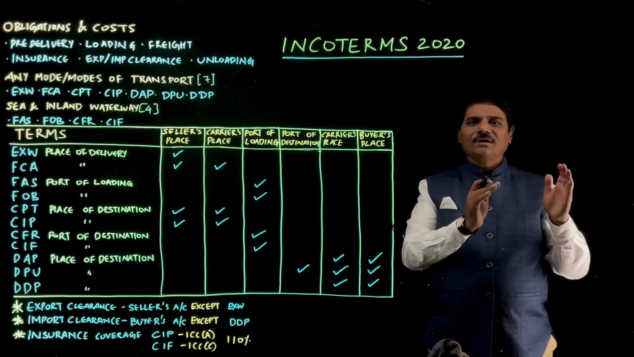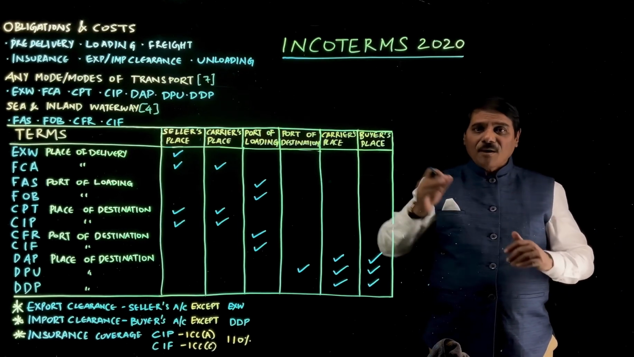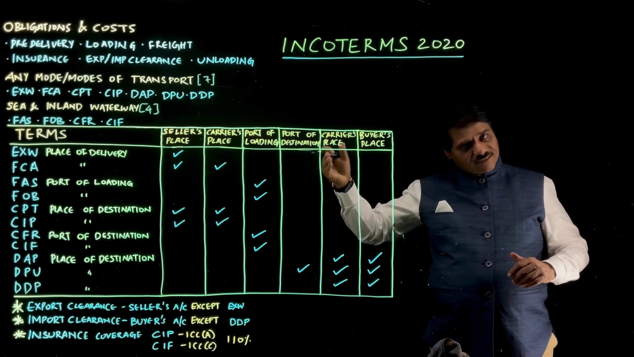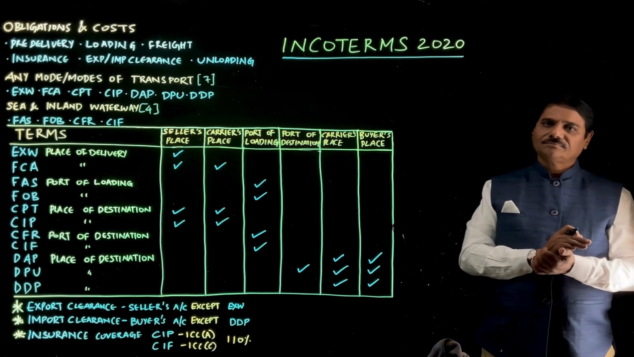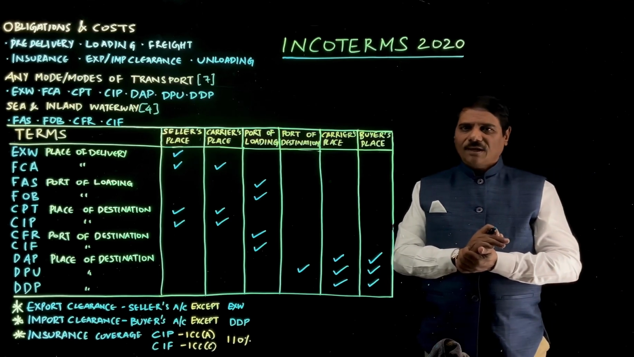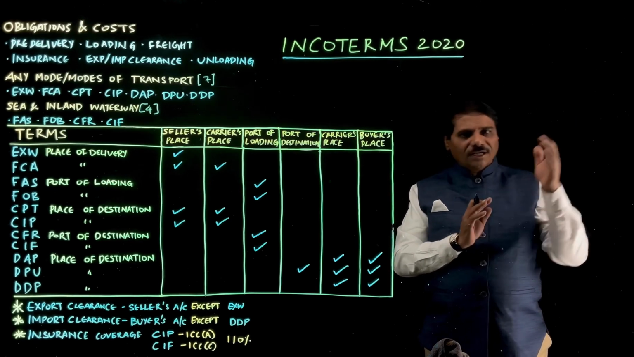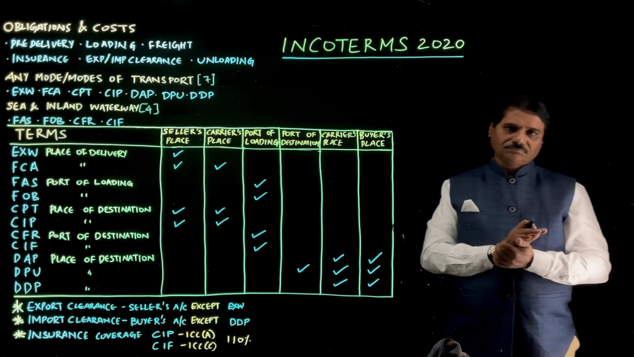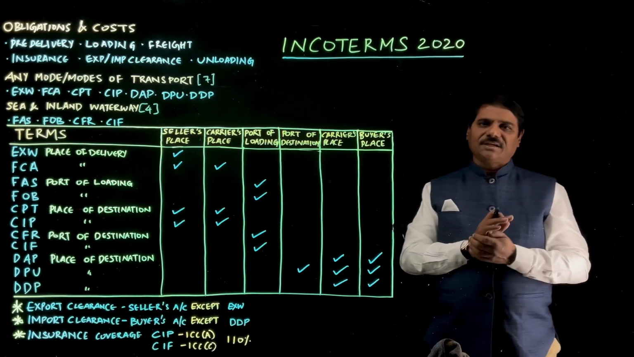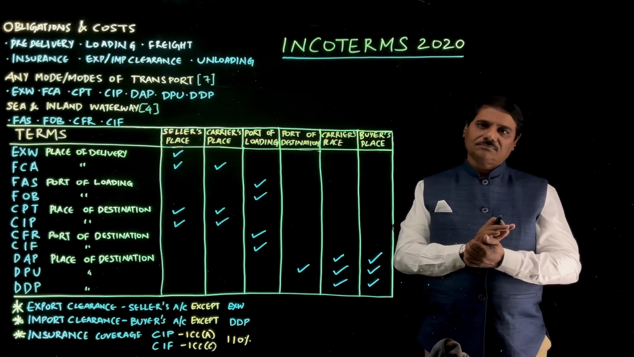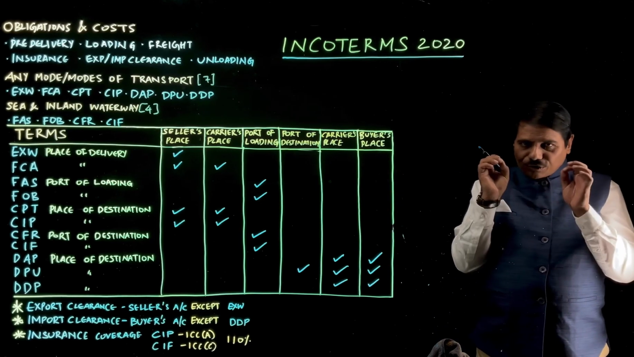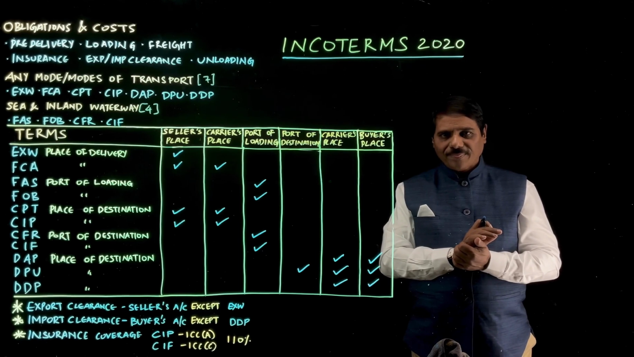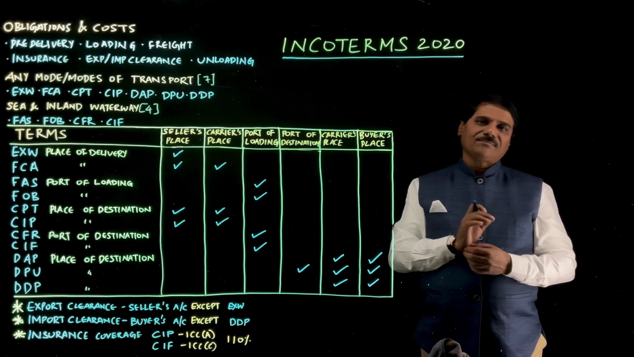You have to cover the insurance from the place of delivery in the seller's country to the destination. At least up to the destination. You can cover later after that, but at least up to the destination, you have to cover.